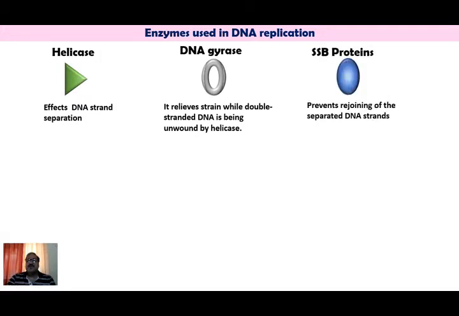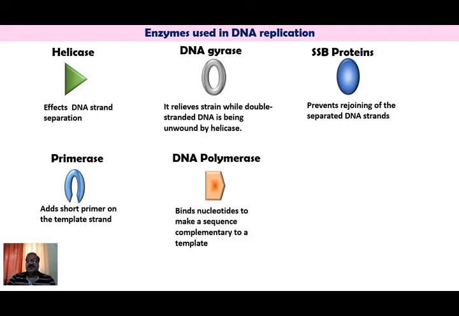The third are the SSB proteins. These are single strand binding proteins, which prevent the rejoining of separated DNA strands during replication. Now the primase enzyme. This primase enzyme is responsible for the synthesis of a short primer on the template strand of the DNA. Note, without the primer, DNA replication doesn't start.